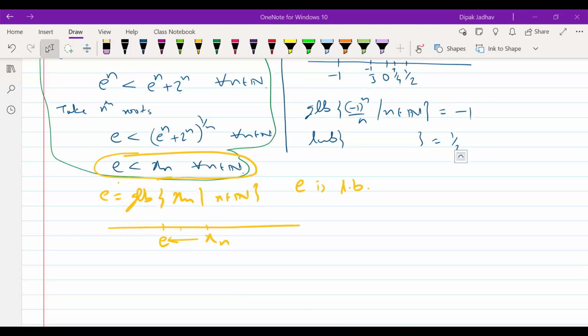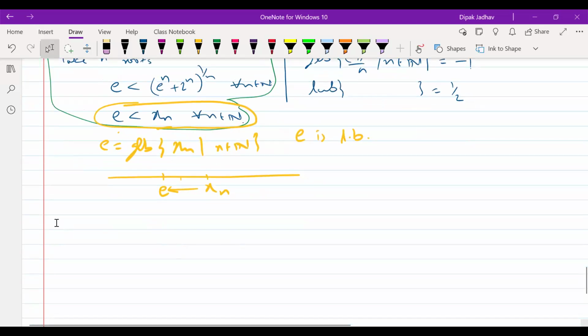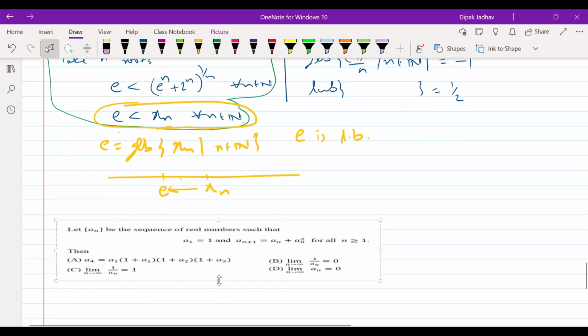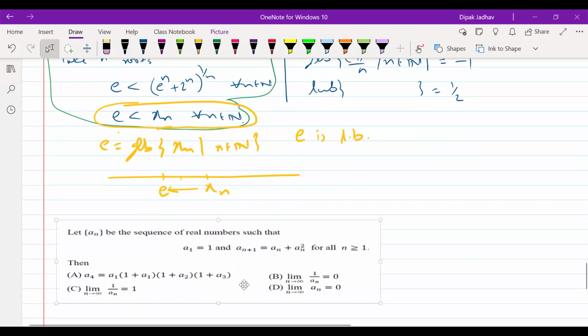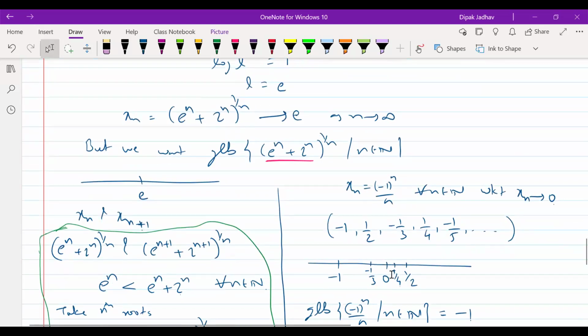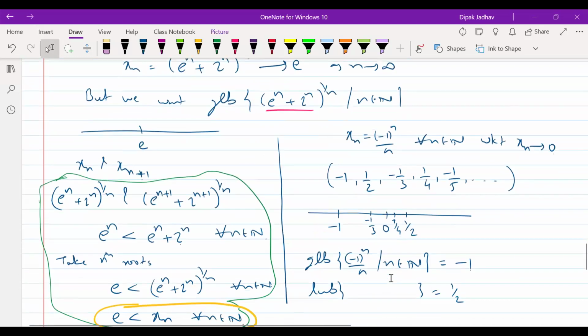Sir, then is it necessary to find the limit of the sequence in every question for finding the greatest lower bound or least upper bound? It's not necessary. See, this is a sequence. Its limit does not help to compute the greatest lower bound and least upper bound, because the limit is different, the greatest lower bound is different, and the least upper bound is also different.